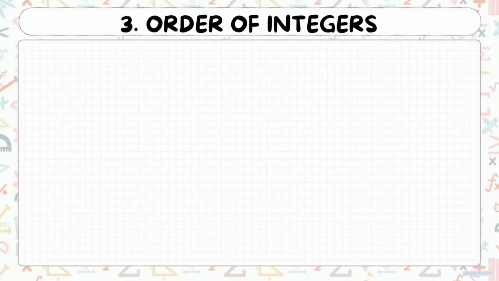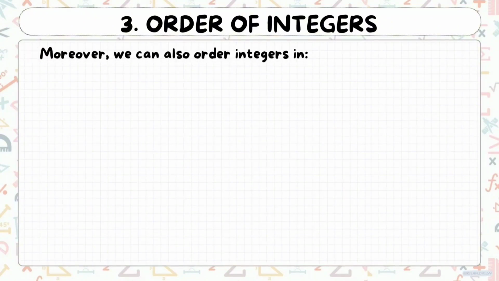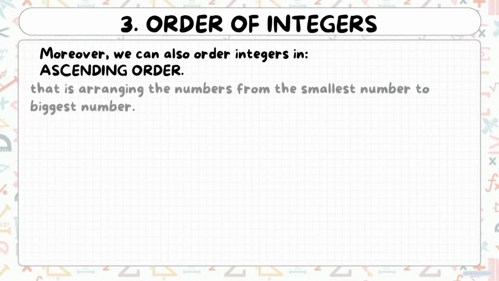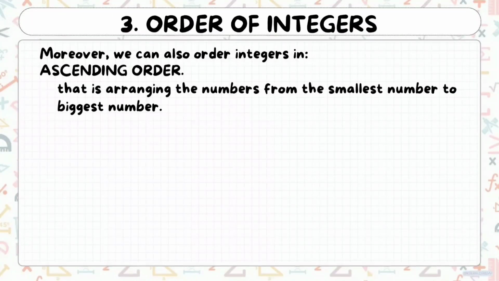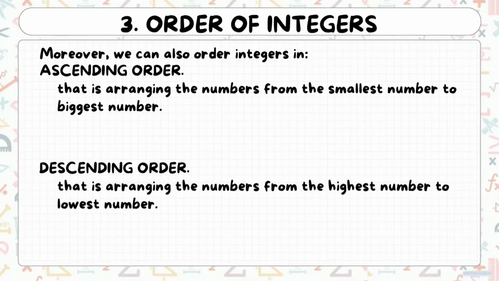Okay, so aside from comparing two integers, we could actually order integers in ascending order. What do we mean by ascending order? Ascending order is arranging the numbers from the smallest number to the biggest number. So ascending is from small going up, and we also have the other one, from the highest number to the lowest number, which we arrange in descending order. Let's have some examples.